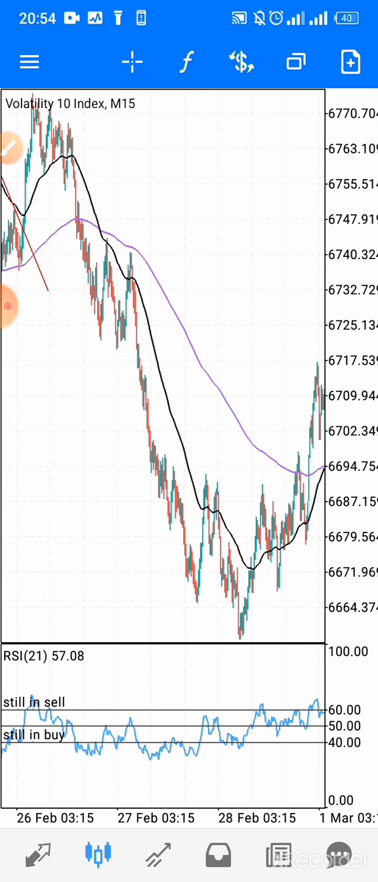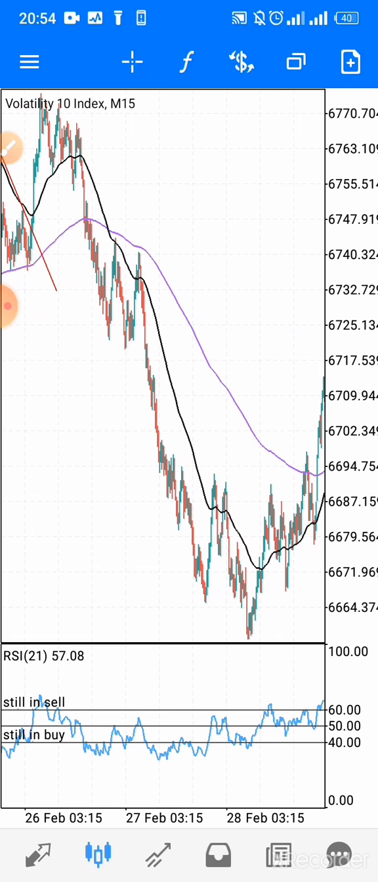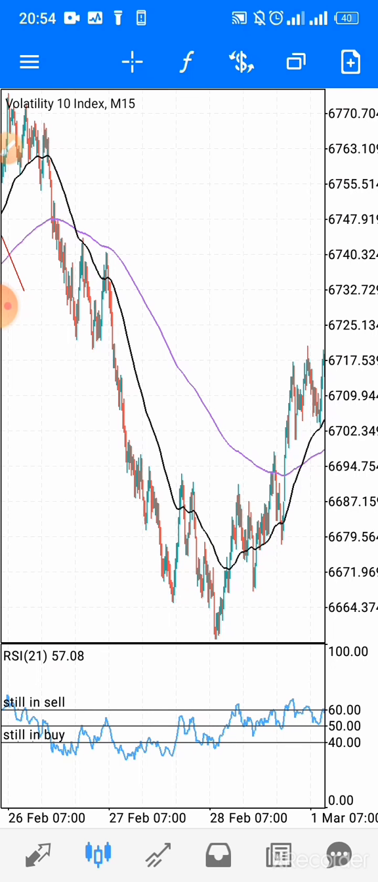Today we're going to be using the levels 60 and 40 for us to know when the market is trending. So for our long trades, for our buy trades, as in for our bullish trend, the RSI has to be above the level 40. That's when we're going to be looking for our buy trades. So if the RSI hasn't crossed below the level 40, we're still going to be looking for our buy trades. And when the RSI still hasn't crossed above level 60, we're still going to be looking for sell trades.